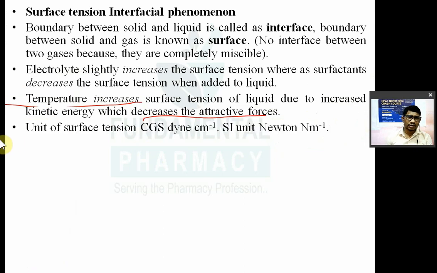Now, unit of surface tension in the CGS system is dyne centimeter inverse. CGS में surface tension का यूनिट होता है dyne centimeter inverse and SI यूनिट में होता है न्यूटन मीटर इनवर्स, न्यूटन मीटर इनवर्स. One dyne centimeter inverse is equal to Newton meter inverse.